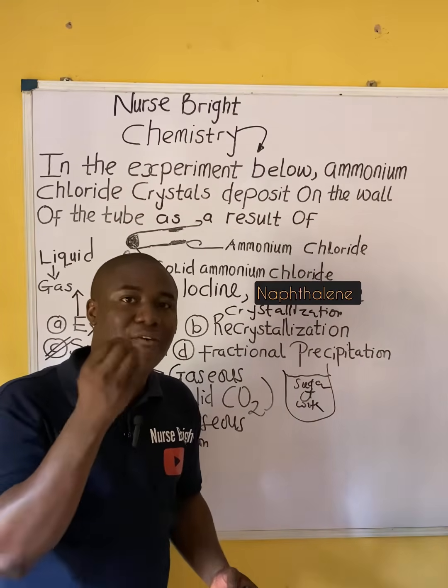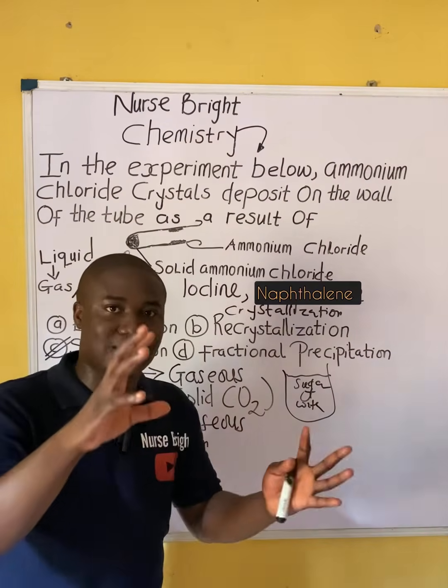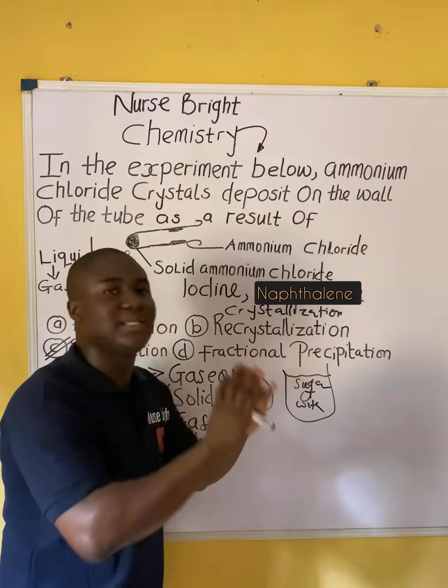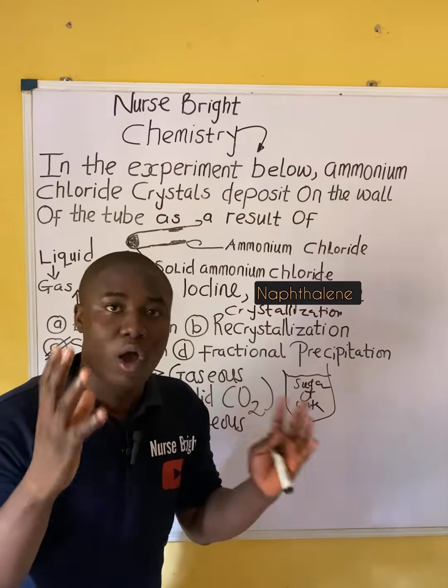Do you understand? After cooling. After you've boiled to some extent, you cool, and then sugar crystals will be formed. That's crystallization in a very simple understanding.